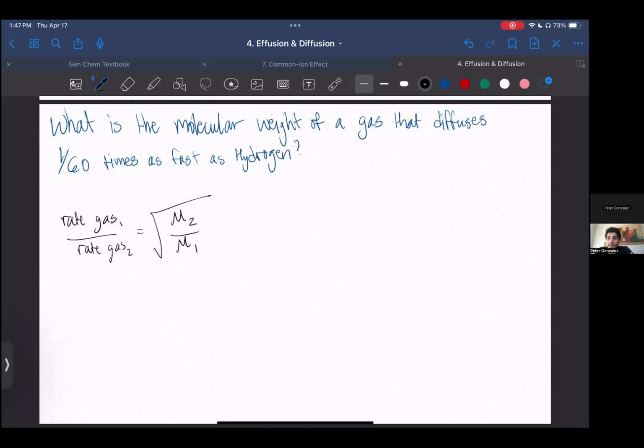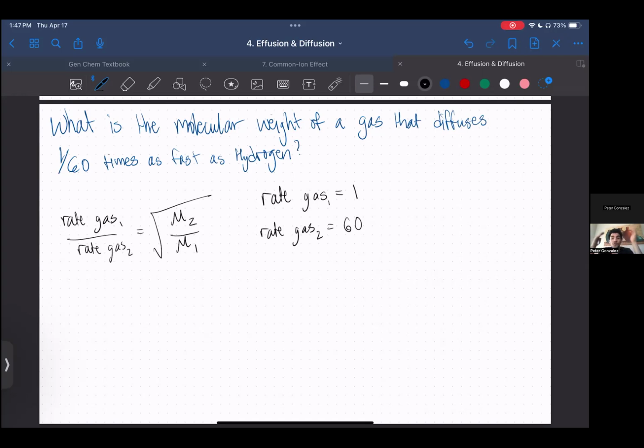So let's just make the math easy, right? If I know this is going 1/60th times as slow, I would just say that the rate of gas one equals one, right? And then let's say that the rate of gas two is 60 then, right? If you don't know why I chose that, just think about the question itself. We know that there is a gas that moves 60 times as slow as another gas.